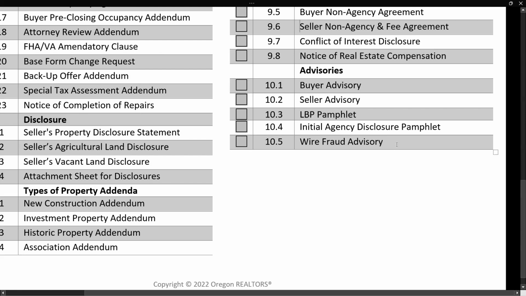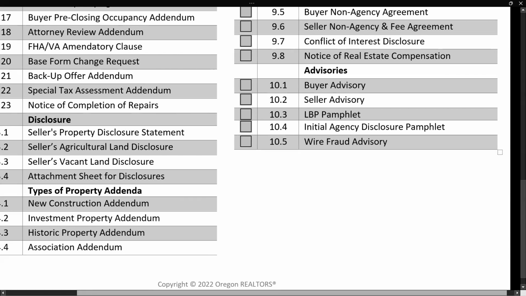Lastly, 10.5 is the wire fraud advisory. Wire fraud is a serious problem in the state of Oregon as well as nationwide. And so the wire fraud advisory, while there is wire fraud language in the buyer and seller advisory, 10.5, the wire fraud advisory, is additional documentation. It's a faster and easier way to provide strict and direct information to your client about the risks of wire fraud. It's not wrong to provide the buyer advisory and the wire fraud advisory to your buyer. It just ensures that the buyer has 2 chances to look at wire fraud information and to possibly avoid a tragic wire fraud problem. That is our entire library that we have on offer.